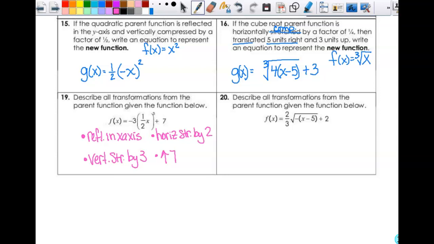All right, so if we want to describe them all here, I have 1, 2, 3, 4. I have 4 again. So make my little dots so I don't leave anything off. So this 2/3 is being multiplied after you take the square root, so it's on the outside. So that is vertical, and this is less than 1, so it's a vertical compression by 2/3. This negative is on the inside, so it affects x, which means it's a reflection in the y-axis. The 5 means we go to the right 5. 2 means we go up 2. And there's your transformations.